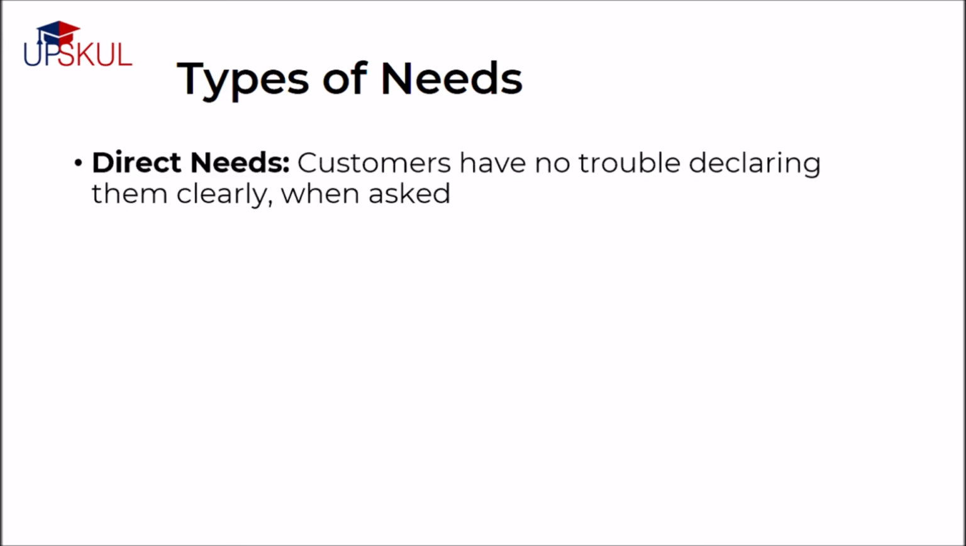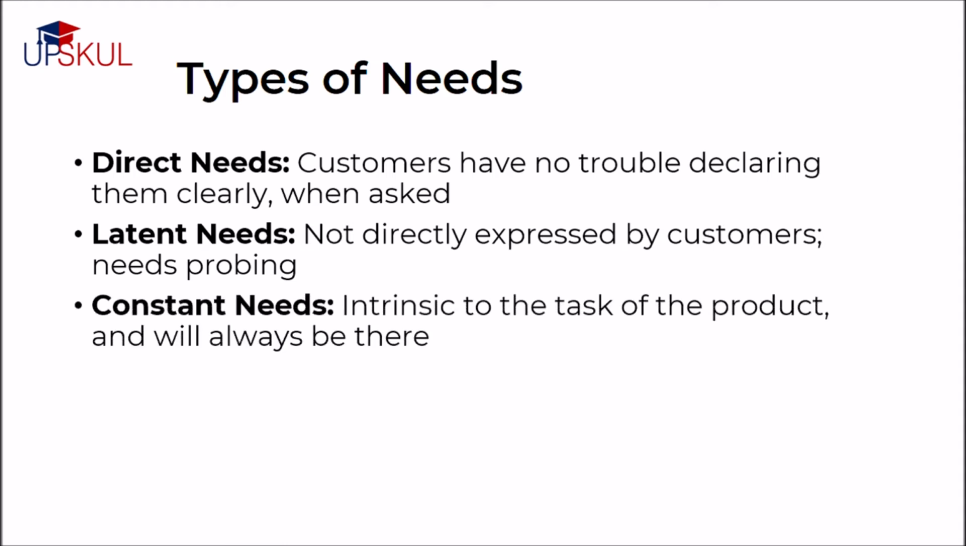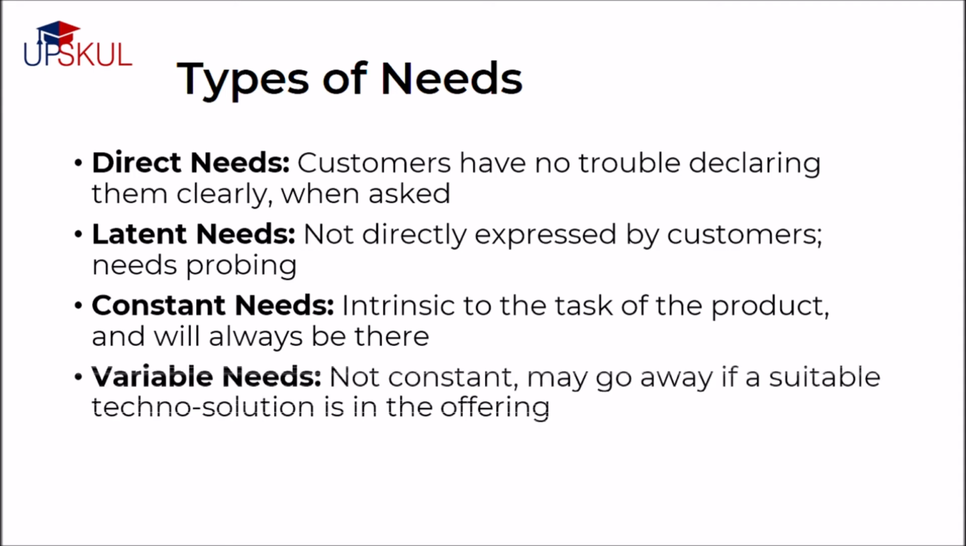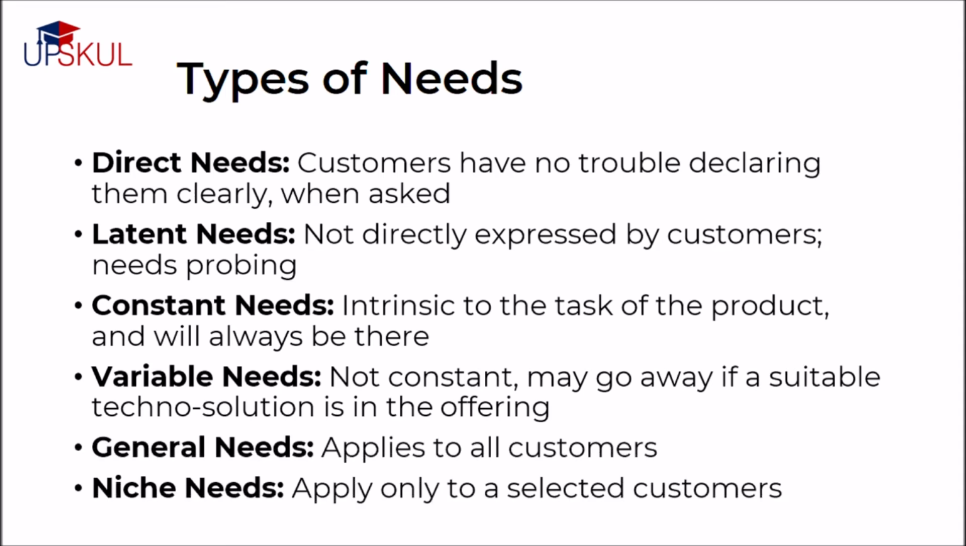They can have direct needs. Customers have no trouble declaring them clearly, and these will be told upfront whenever asked. Latent needs are not directly expressed by the customers and will need some kind of probing. Constant needs are very essential to the task of the product, and they will always be there no matter what variant of the product you are using. Variable needs are not constant, and they might also go away if a suitable option is given. There are also general needs that apply to all customers, and niche needs that apply only to a selected set of customers.